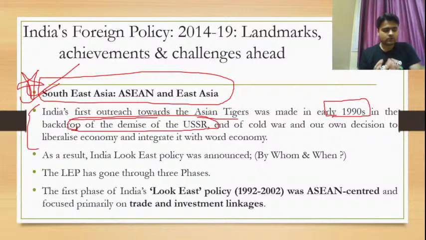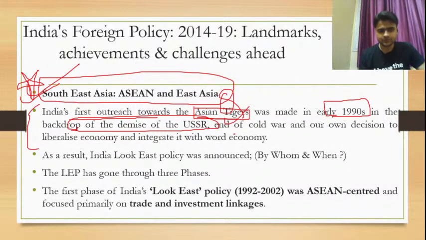तो यहाँ पे थोड़ा सा मैं कॉन्टेक्स्ट डिस्कस करूँगा. When the Iron Curtain was raised, when there was a fall of communism, Cold War ended, then we were one of the first countries to reach to the Asian tigers. Tell me who all are the countries under Asian tigers. Okay, this is the question. Tell me in the comment section who all are the countries who are under Asian tigers.